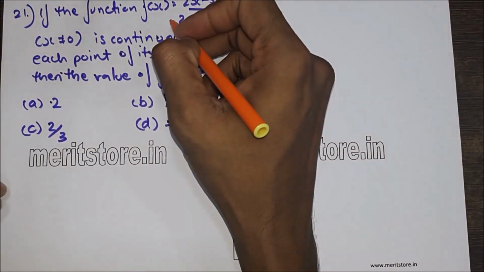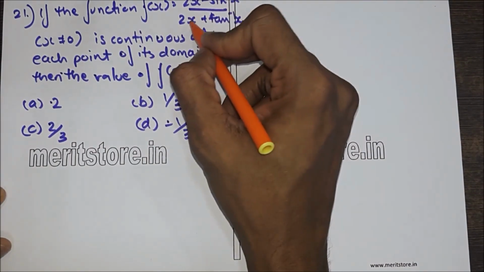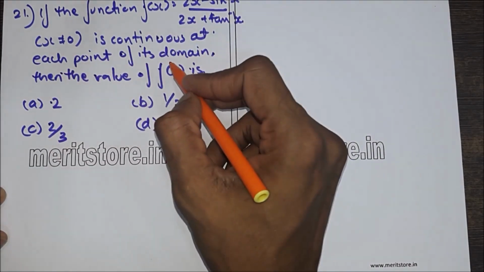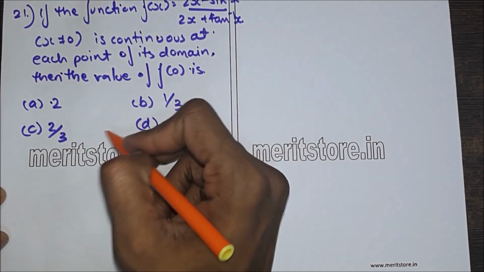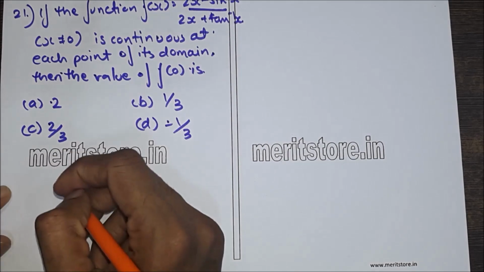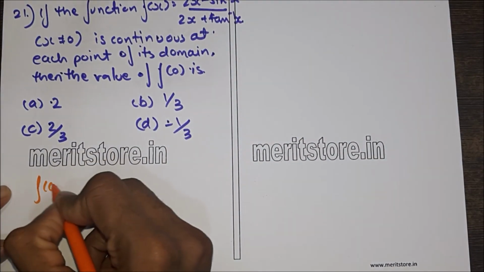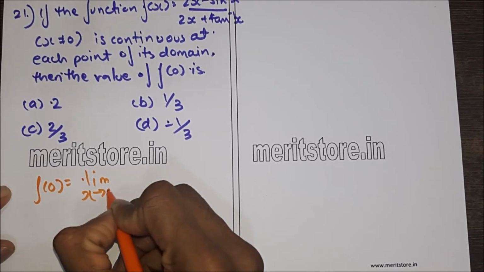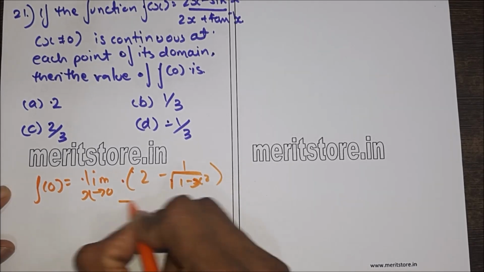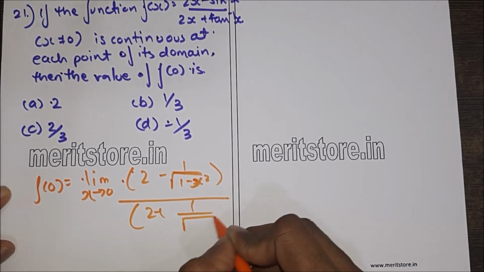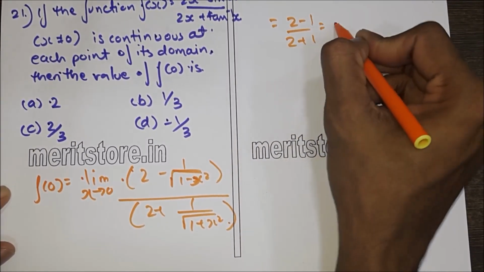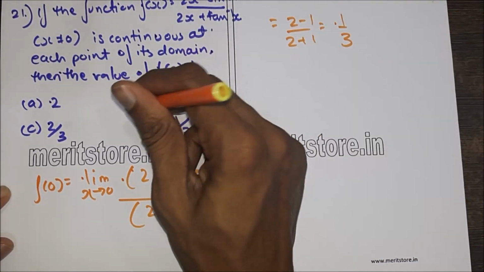Question 21. If the function f of x is equal to (2x minus sin inverse x) upon (2x plus tan inverse x), where x is not equal to 0, is continuous at each point of its domain, then the value of f of 0 is, we are given 4 options. If you see the function, it is in the 0 upon 0 form. So applying L'Hospital's rule, f of 0 equals the limit as x approaches 0 of (2 minus 1 upon under root of 1 minus x square) upon (2 plus 1 upon under root of 1 plus x square). For solving, we get (2 minus 1) upon (2 plus 1) equal to 1 by 3, which is, you see, option B is the correct answer.